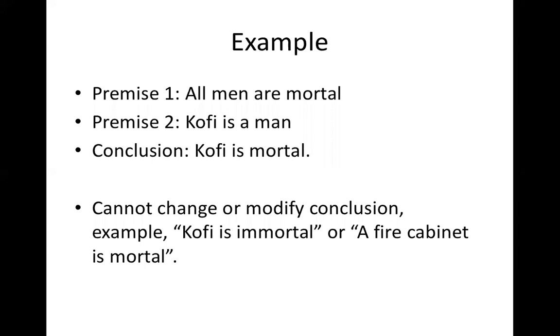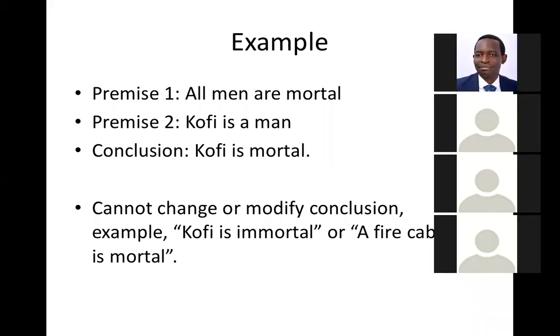So you get the terms that have appeared once in premises 1 and 2, and those terms are going to form the conclusion. What are the terms that appeared once? Kofi and mortal. Kofi and mortal will form the conclusion. And when they are forming the conclusion, which of them is going to be the subject or the reference class? And then which one is going to be the predicate or the attribute class?